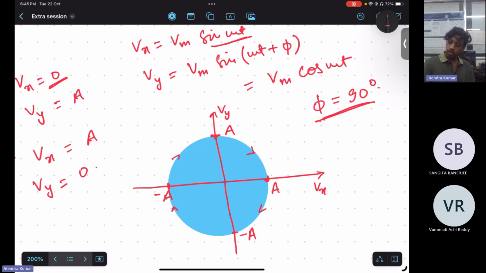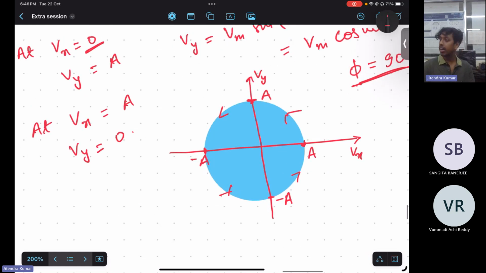Now, in this problem, if I reverse the direction, now it is anti-clockwise. How much will the angle be? 270 degrees. Excellent. That will be 270.